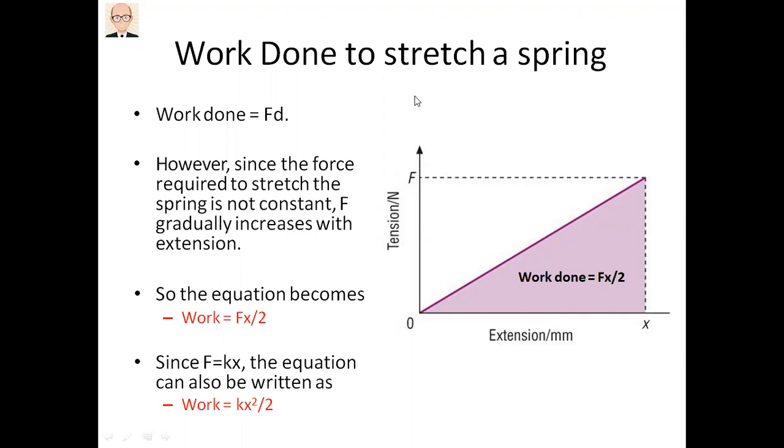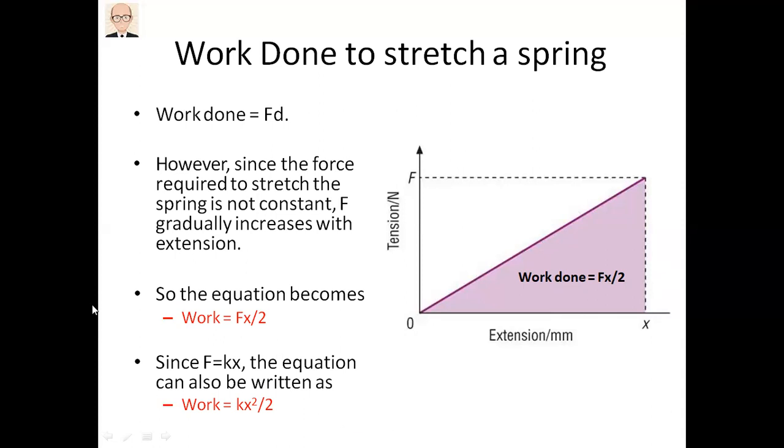So we know that work done is equal to F times x. However, since the force required to stretch the spring is not constant, F gradually increases with extension. And as we mentioned, if we are given a force-extension graph, the area under the line in the F-x graph is going to give us work done. This area is the area of a triangle, which is 1/2 times height times base, basically equal to F times x divided by 2.